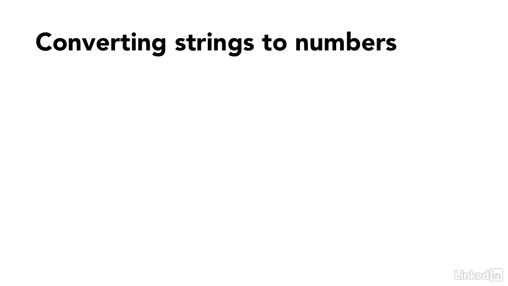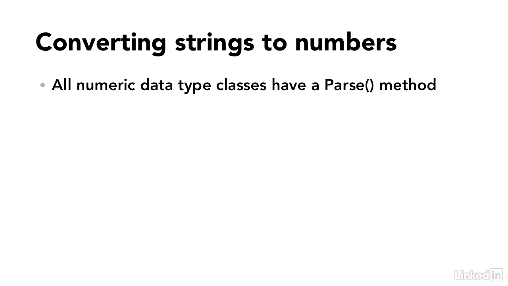You'll also need to convert strings to numbers. For example, if a user is working with a data entry form and types in a numeric value, in many cases you'll need to explicitly convert that for them. To do this, each of the numeric data type classes has a parse method. You call this method from the class, not from an instance of the class. It's what's sometimes known as a static method.